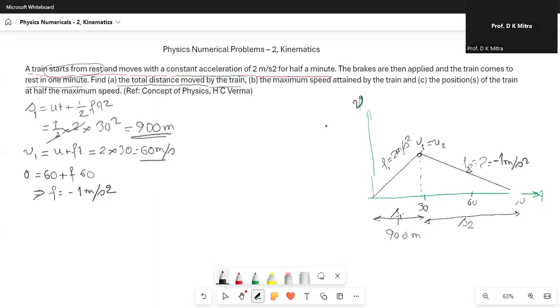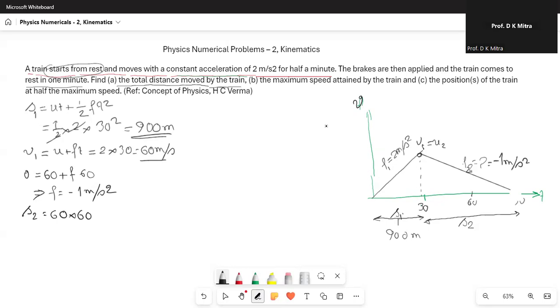Now we have the F2 value. We can easily find out the distance traveled. S2 will be equal to, once again, ut. u is 60 meters per second, and t is 60 seconds.